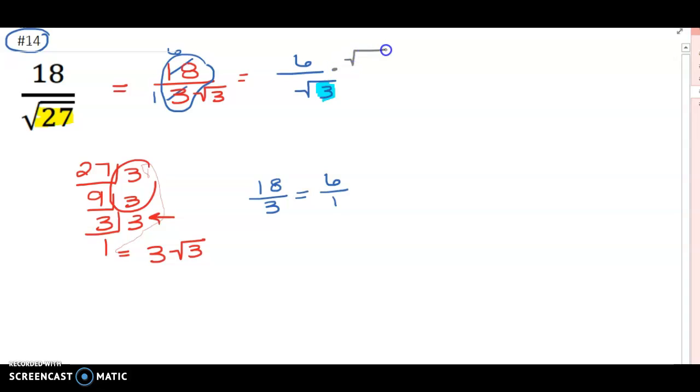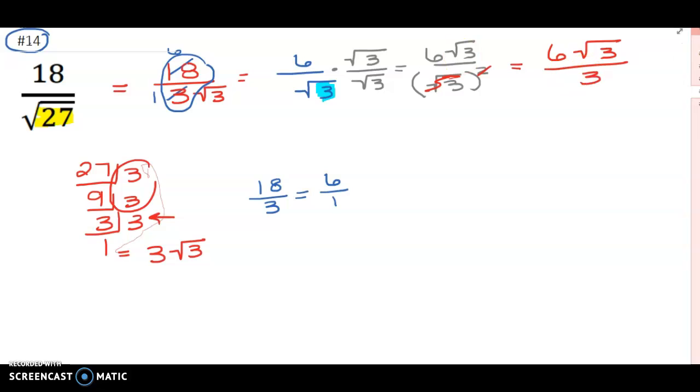So to get rid of it, multiply square root of 3 over the square root of 3. And so on top I'm left with 6 square root of 3. And on the bottom I'm left with square root of 3 times the square root of 3, which is just the square root of 3 squared. Okay, the squared and the square root cancel each other out. So I'm left with 6 square root of 3 over 3.